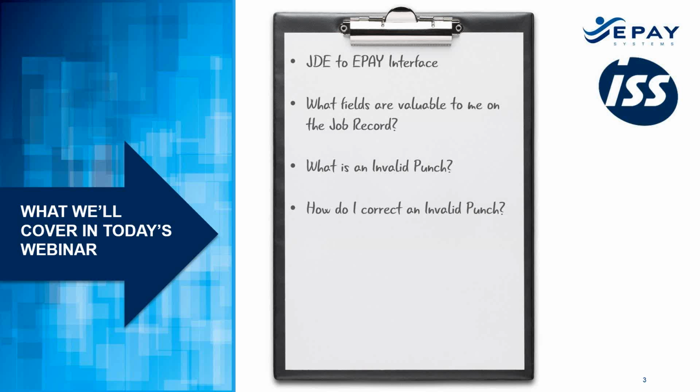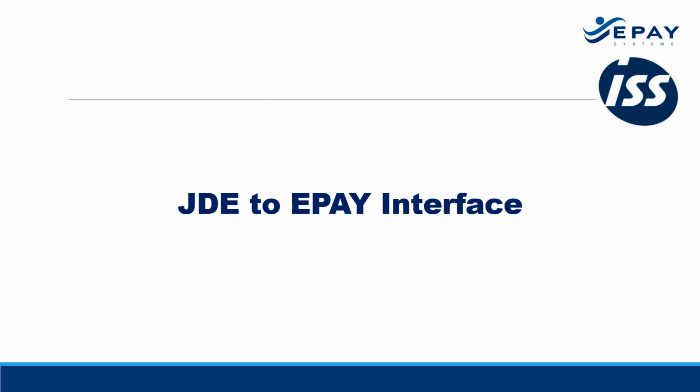We'll look at what fields are valuable to you, the user, on the actual job record. Once we finish there, a lot of those settings on the job record directly affect the invalid punch scores for your overall ePay compliance. So I want to recap a little for those who may not have been part of previous conversations on invalid punch, and discuss what an invalid punch is and how to correct an invalid punch in Blueforce. Overall, we're focusing on the job record today. So let's get started with our first topic, the JDE2E Pay Interface.